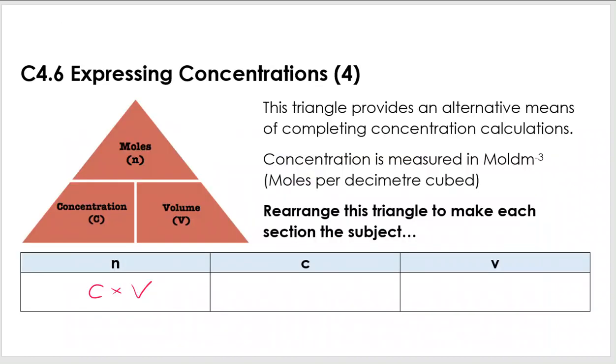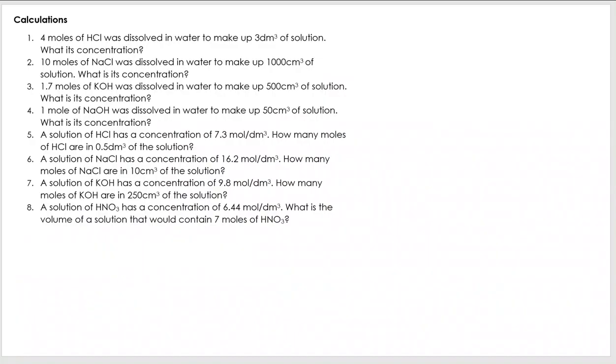The alternative triangle, and actually the more common triangle that you're going to see, is moles is concentration times volume. And in this case, concentration is in moles per decimetre cubed. How do we do the conversion? Well, N is CV, C is N over V, and V is N over C. So now let's have a go at some of the more straightforward mole calculations here. Try them out and we will take a look at the answers.